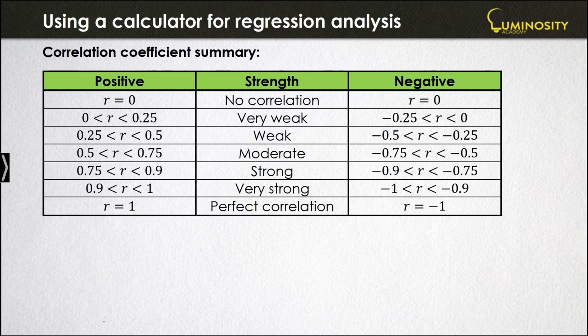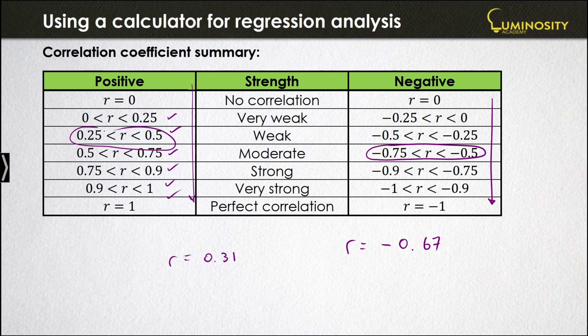Okay, and just as a summary for the correlation coefficient, the strength tells you the meaning, so no correlation, very weak, weak, moderate, strong, very strong, and perfect correlation. And these are the R values you expect for that strength. And again, this is all the positive side, so positive R values, and all the negative R values will tell you the same. So let's say, for example, R was negative 0.67. Okay, so that lies in between over here. So I would say that that has a moderate negative correlation. If R was 0.31, that lies in between here, and I would say that has a positive weak correlation.